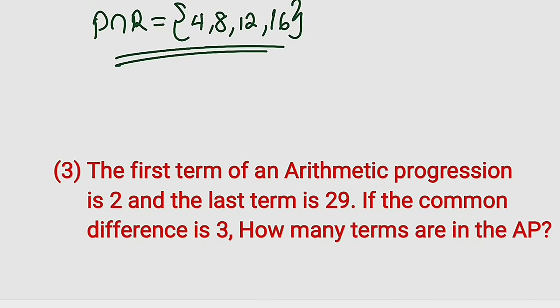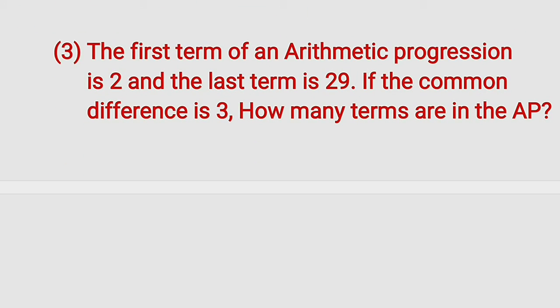Moving to question number 3, which is under arithmetic progression. It reads, the first term of an arithmetic progression is 2, and the last term is 29. If the common difference is 3, how many terms are in the AP?